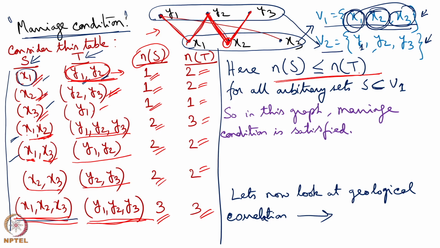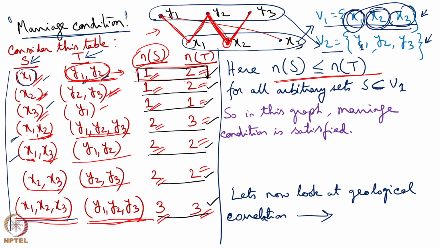Let us give an example. In this particular case, we can see 1 is less than 2. So, the condition is satisfied. Same over here, 1 and 1. So, NS equal to NT is satisfied, 2 and 3 satisfied, 2 and 2, 2 and 2, 3 and 3. So, this condition is satisfied. Therefore, we say that the marriage condition is satisfied. Now, let us look at the geological correlation.